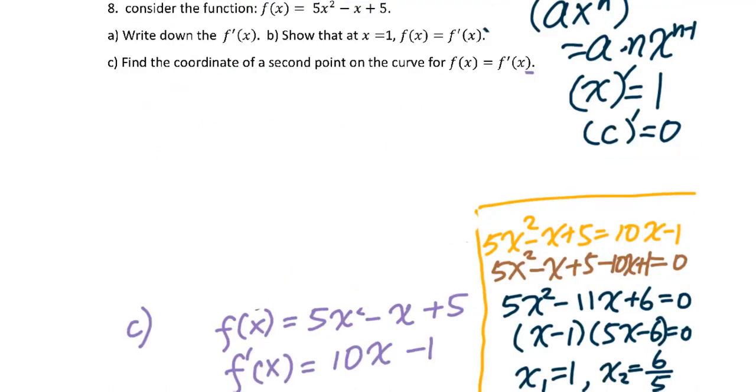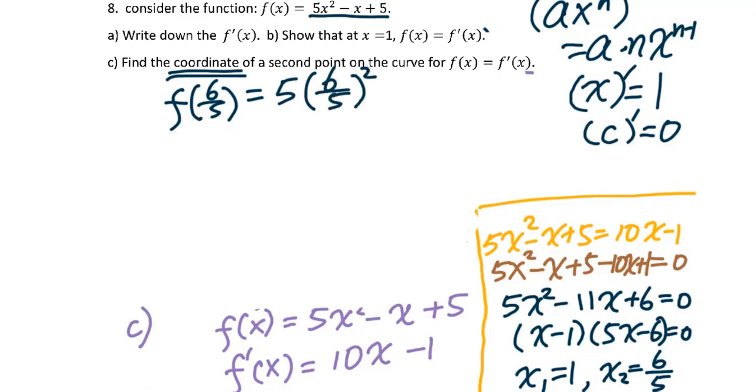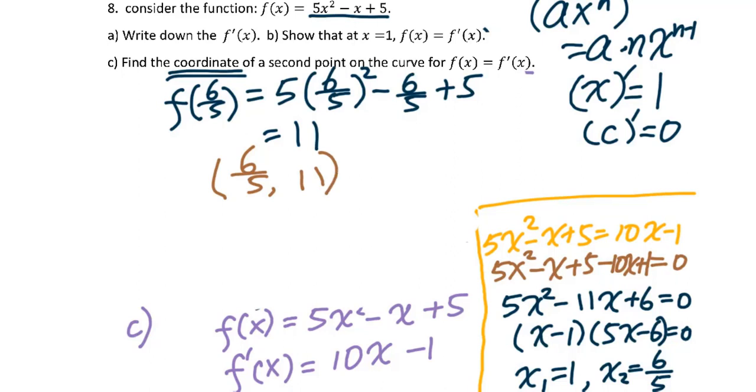We only have the x, but they asked for the coordinates. Therefore, you haven't finished yet. You need to substitute the 6 over 5 into the original function: 5 times (6 over 5) squared minus 6 over 5 plus 5. If you use a calculator, you will get 11. Therefore, (6 over 5, 11). That's the coordinates of the second point.